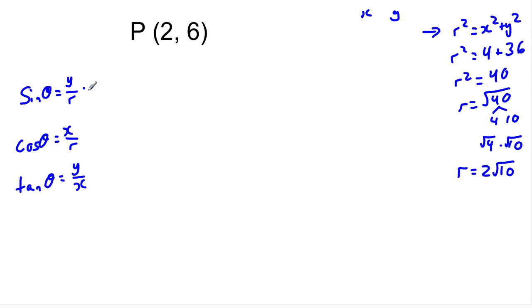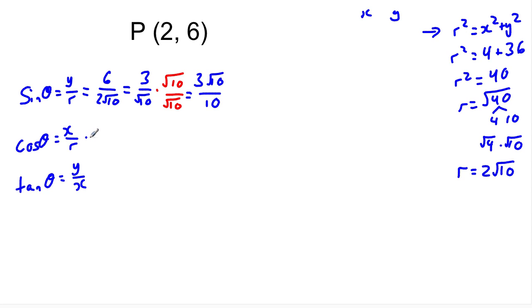Right, so y over r for sine is going to be 6 over 2 root 10. A couple things here. We can say 6 divided by 2 is 3, so we get 3 over root 10. But we need to multiply by root 10 over root 10 in an effort to rationalize that denominator. In doing so, we get 3 root 10 over 10. That's the most simplified fraction, so that's our answer for sine.